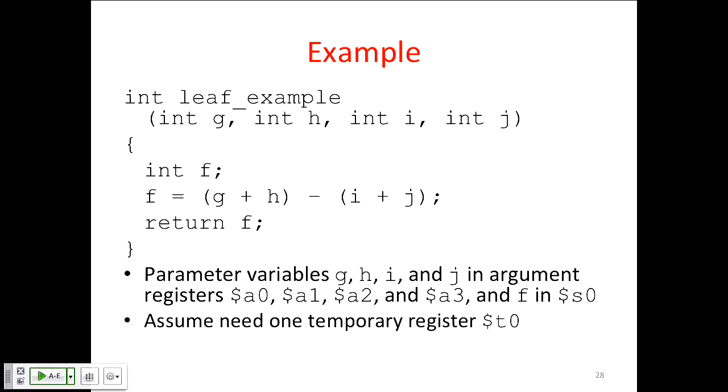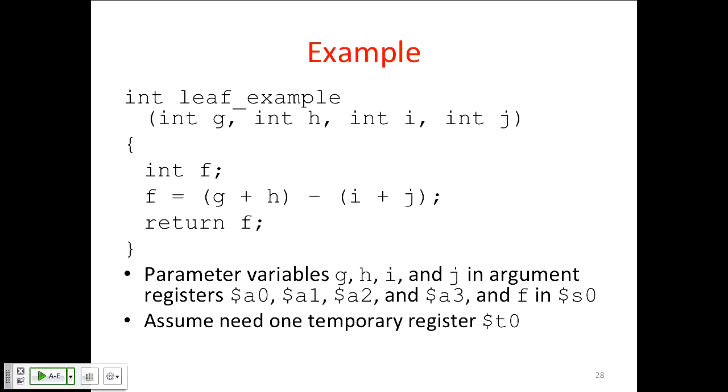So this is what we call a leaf routine. A leaf routine is a subroutine that can be called from other places, but that doesn't itself call any subroutines, right? It's kind of at the end of the call tree. You can call this function, but it doesn't call anything else. It just does some local computation and then returns. So it has 4 arguments, G, H, I, J, and those are held in the argument registers, A0, A1, A2, A3.